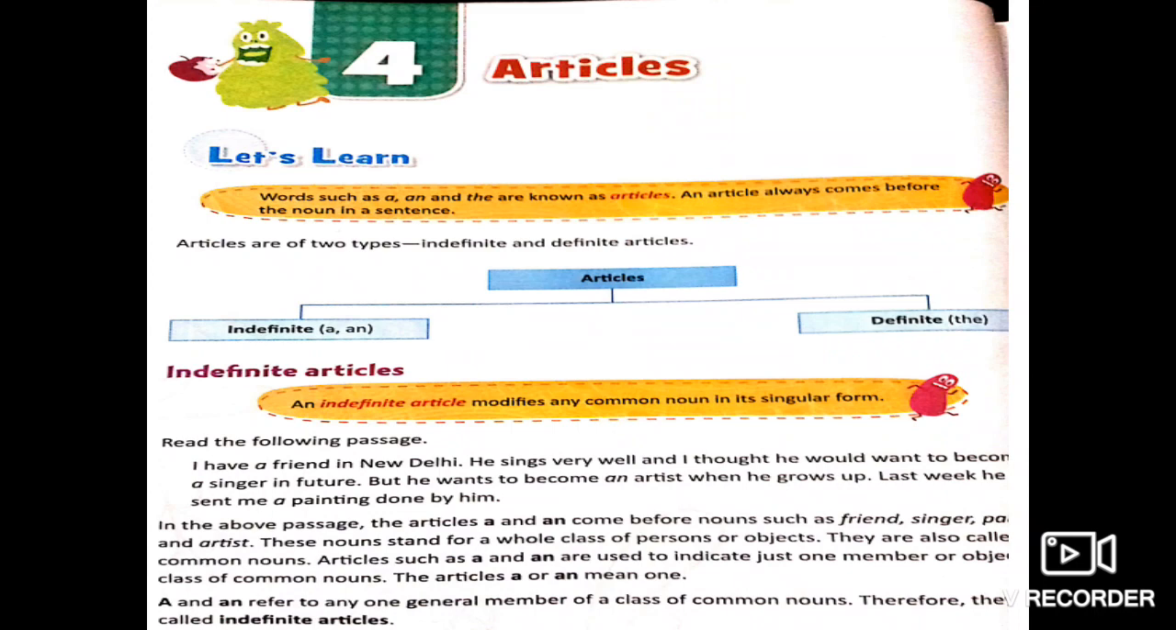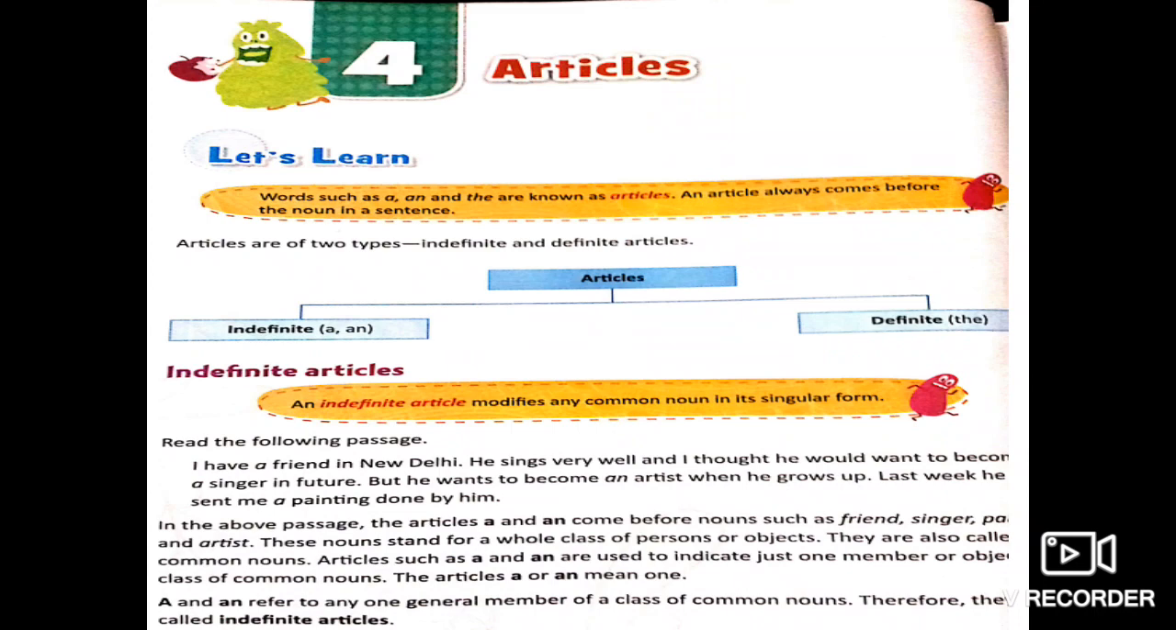An indefinite article modifies any common noun in its singular form. So, indefinite articles a and an are used for common nouns in their singular forms and not in their plural forms. So, they are used before a noun beginning with a consonant sound and for nouns which are in the singular.